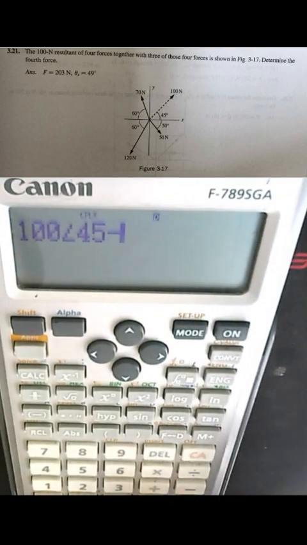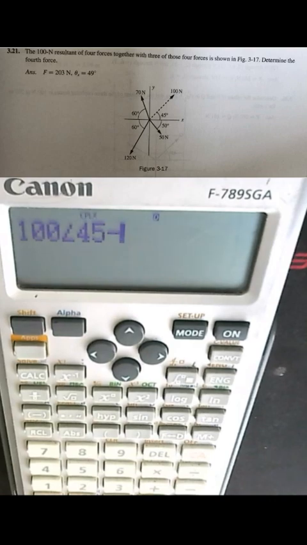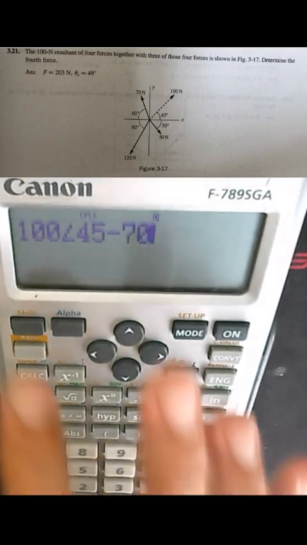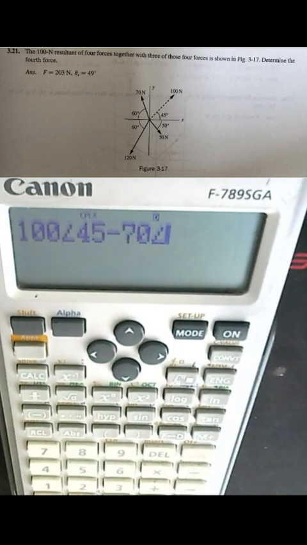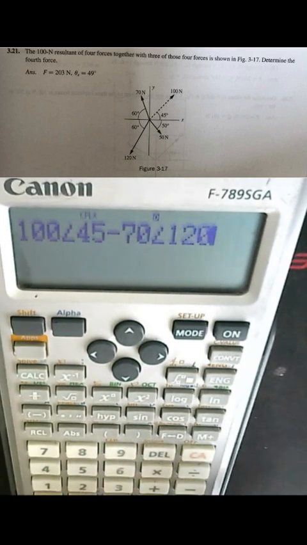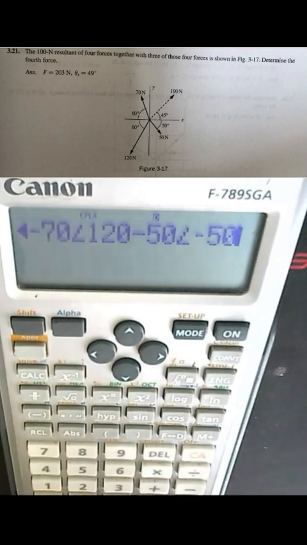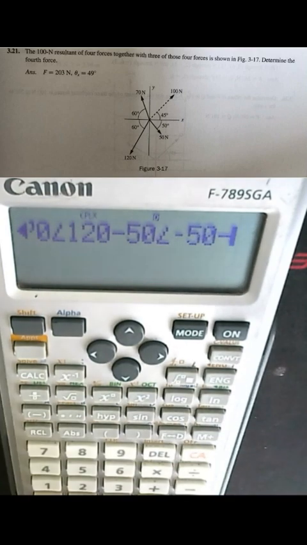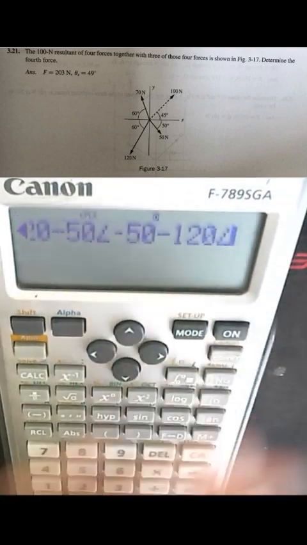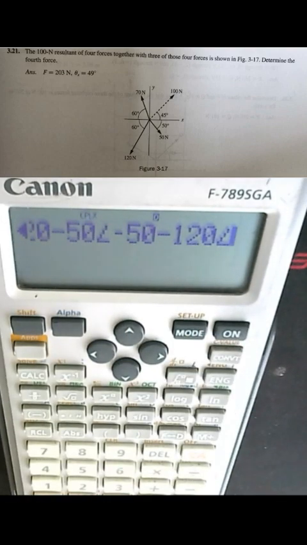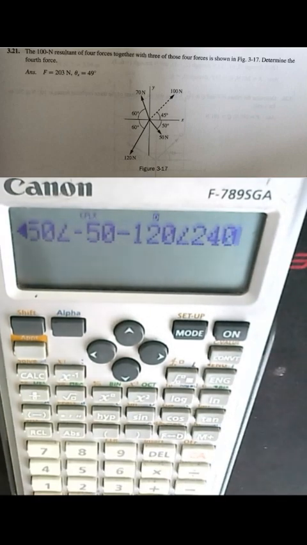Then subtract all the remaining forces, or the three forces, which is 70, then angle of that's 60 degrees from the negative x-axis, but we should start from the positive x-axis counterclockwise, so that's 120 degrees. Okay, next is the 50 Newton: minus 50 angle negative 50, minus 120 angle of that's 60, so that's 240 from the positive axis.